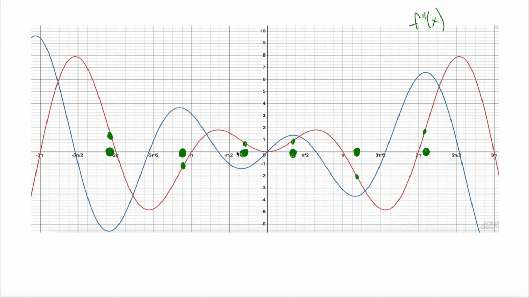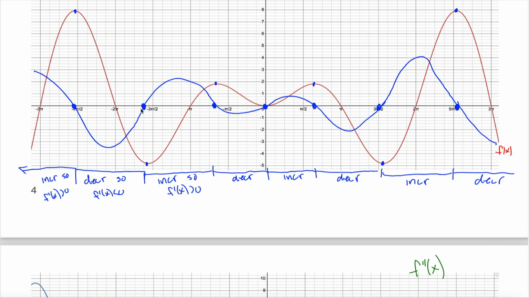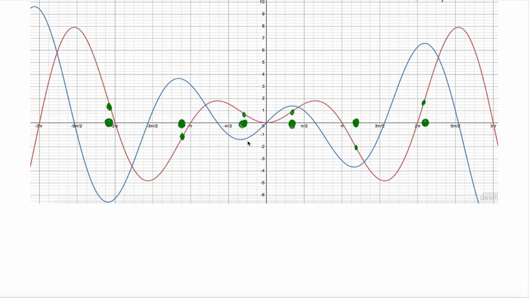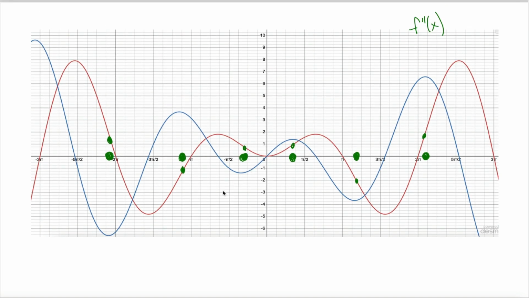We have to figure out, should I be above the axis or below the axis as I'm connecting all the big green dots. Up here, the way we figured out if we should be above or below the axis is by looking at the graph in red and figuring out whether it's increasing or decreasing. Down here, what we're going to do is look at the graph in red and not consider whether it's increasing or decreasing, but instead consider whether it's concave up or concave down.